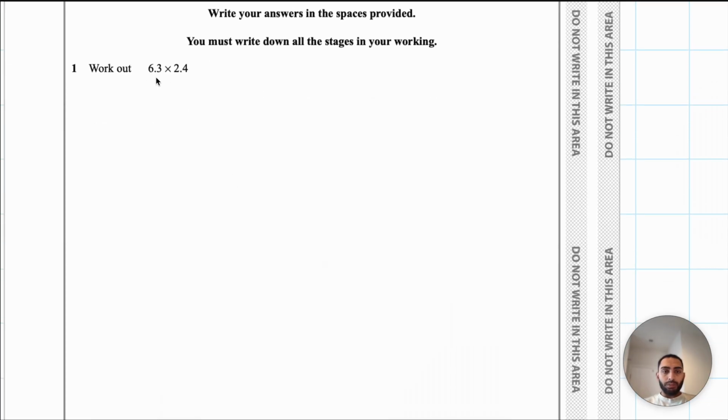Whenever you're multiplying decimals, you're going to ignore the decimal point and multiply them without them. So 63 multiplied by 24. I'm going to do 4 times the 63 first. 4 times 3 is 12. 4 times 6 is 24. Add the 1 is 25.